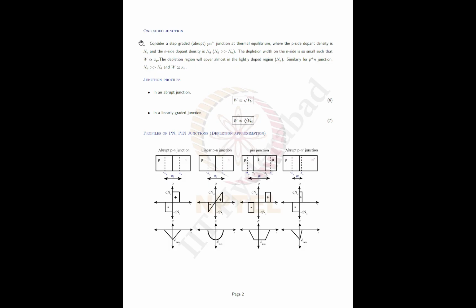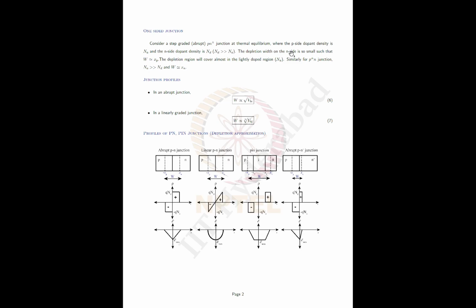So now that was for the abrupt junction. Now, the one-sided abrupt junction. Consider a step graded abrupt PN plus junction at thermal equilibrium, where the P side doping density is Na and the N side doping density is Nd, with Nd greater than Na.